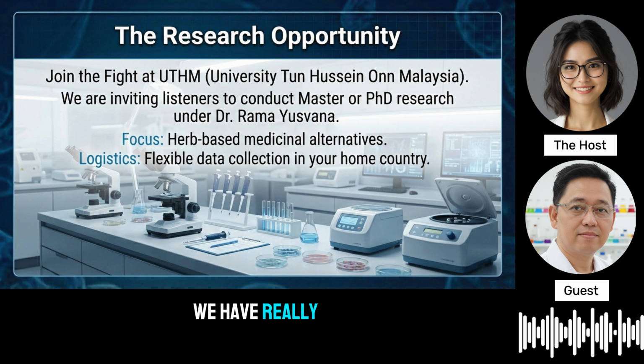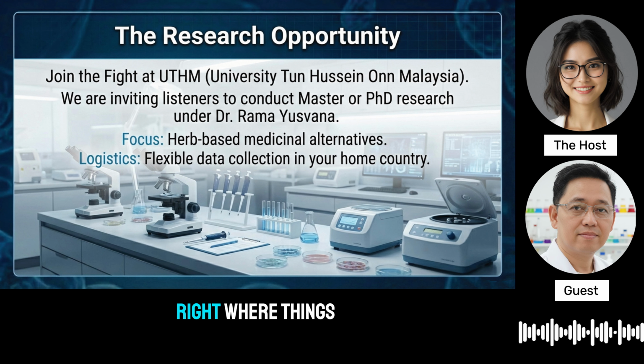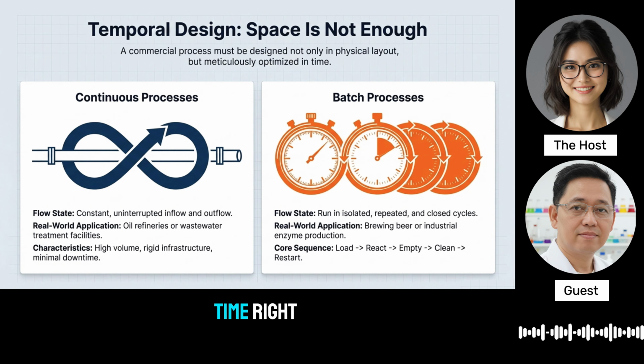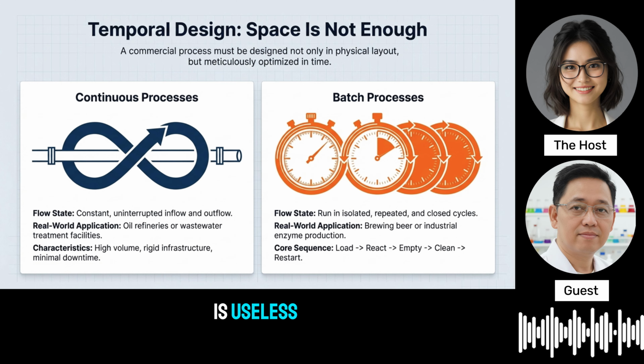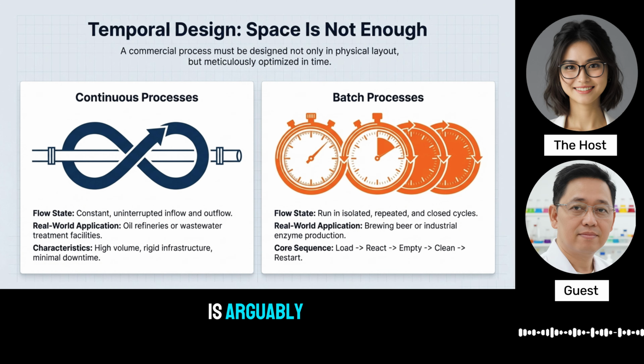But so far, we have really only been talking about spatial layout, right? Where things are and how they connect physically. That is true. But a real factory does not just exist in space. It operates in time. Right. The physical blueprint is useless if the clockwork is broken. So we have to transition from physical layout to temporal logistics. And time is arguably the most critical variable in the entire simulation.